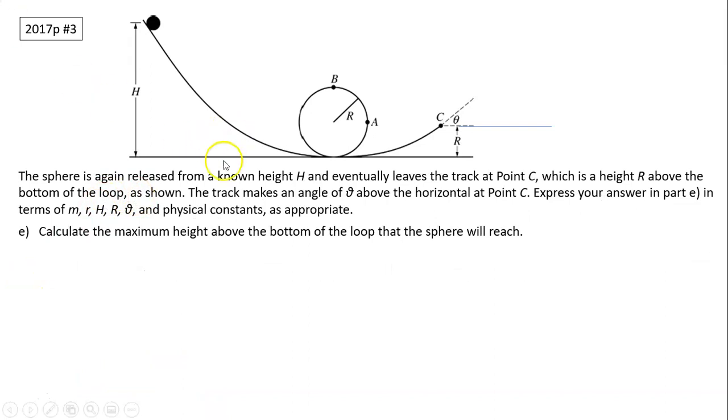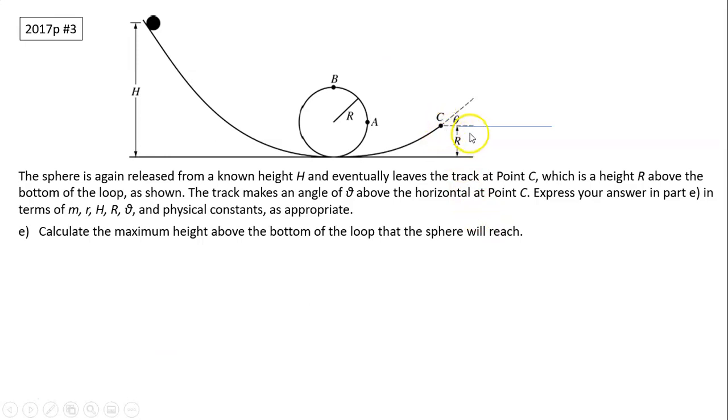Last question. The sphere is again released from a known height h and eventually leaves the track at point C, which is a height r above the bottom of the loop, so the same height as A. The track makes an angle theta above the horizontal at point C. Express your answers in part E in terms of m, little r, h, big R, theta, and the physical constants as appropriate. Calculate the maximum height above the bottom of the loop that the sphere will reach.